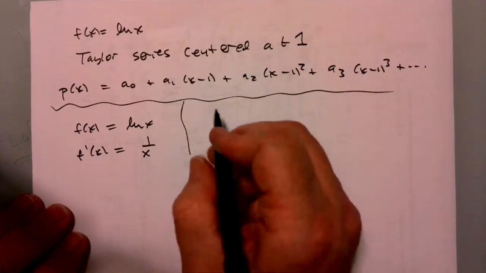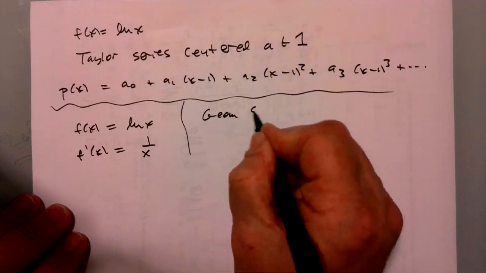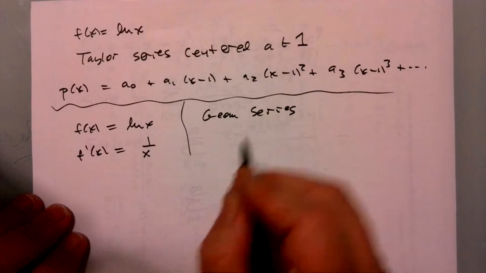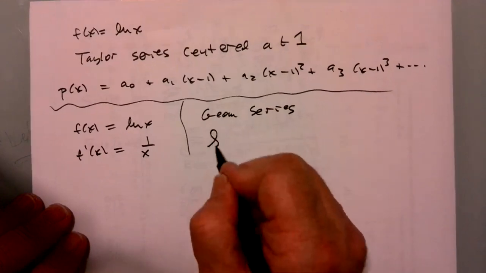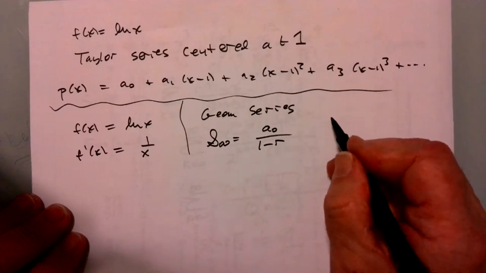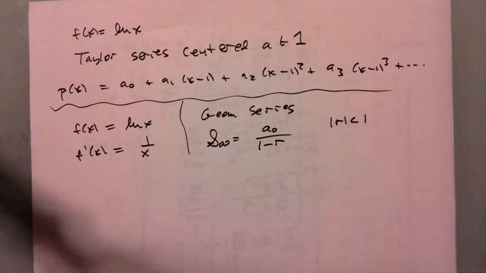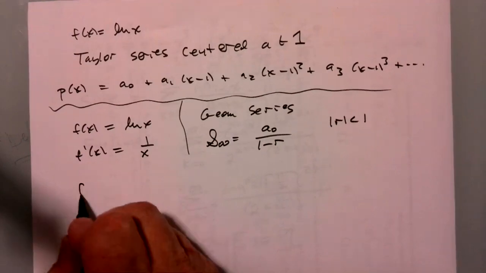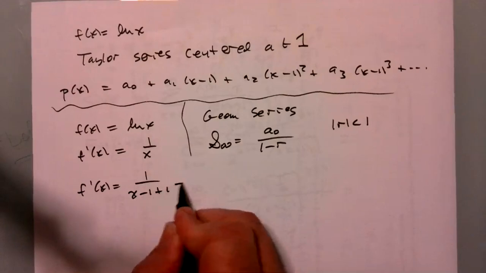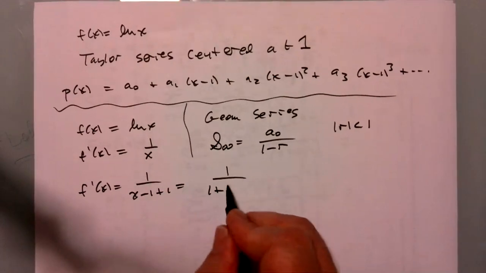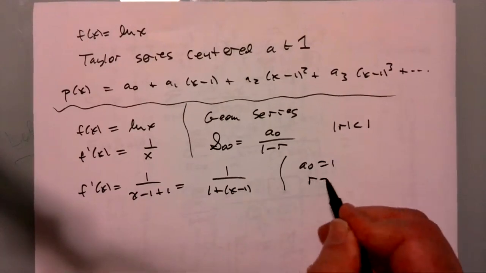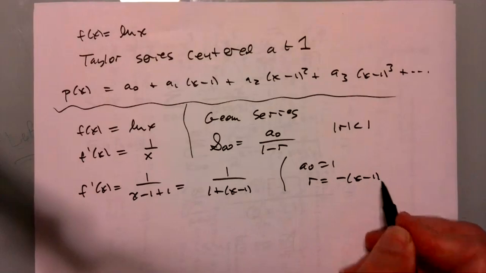Now, remember, for a geometric series, this was the thing we talked about last time, our infinite sum is going to be the first term over 1 minus the common ratio, as long as the absolute value of that common ratio is less than 1. So the strategy I showed you last time was to say f prime of x is 1 over x minus 1 plus 1, which is 1 over 1 plus x minus 1, which has an initial term now of 1 and a common ratio of negative x minus 1.